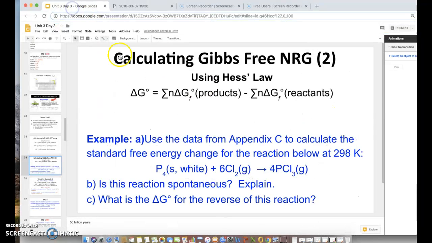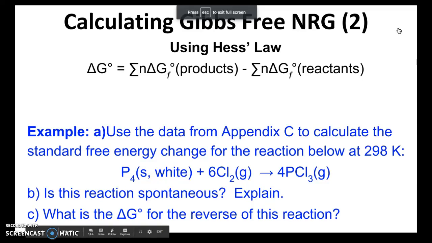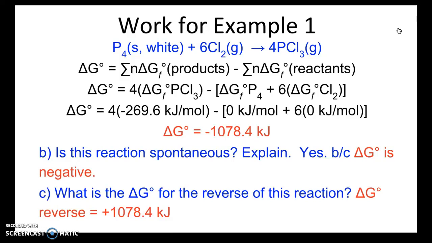So if we go back to this problem, this example, where we're asked to calculate the delta G standard. The work for example one is as follows. First thing is we have the equation. I just rewrote the equation here. And we want the delta G standard. So I wrote down the equation for that. And then underneath, what I did was I just sort of plugged in my information.